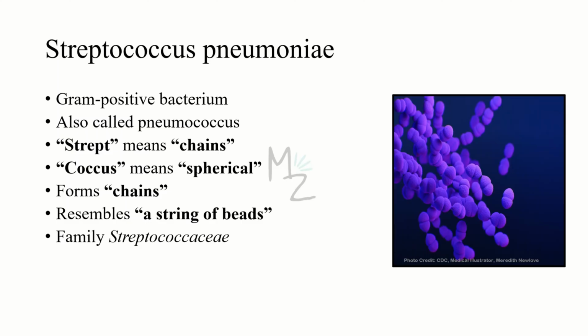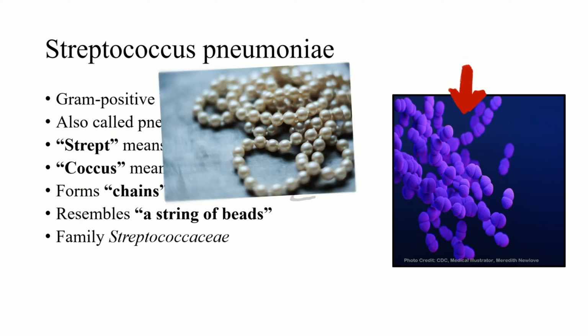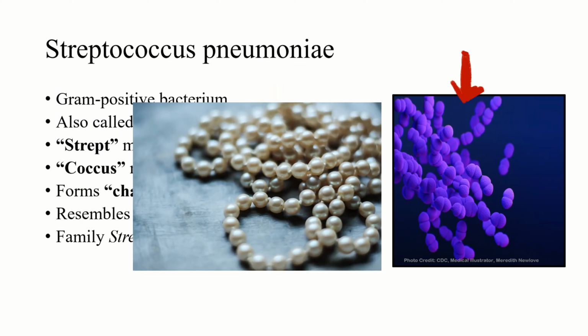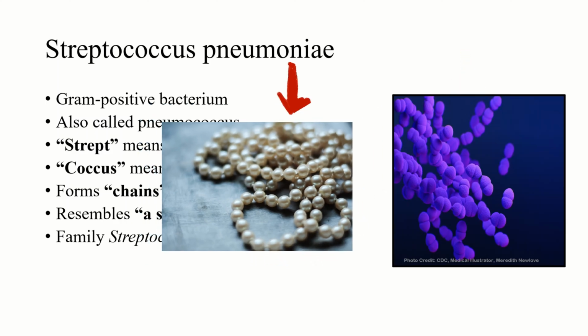The first one is strepto, which means chains. So this bacteria forms chains and resembles a string of beads. And the second word is coccus, which means spherical or round. This bacteria belongs to the family Streptococcaceae. As in this picture, you can see that this bacteria resembles a string of beads, just like that.